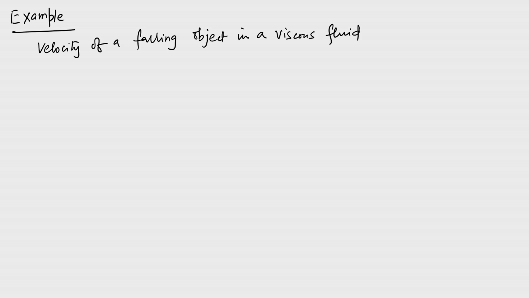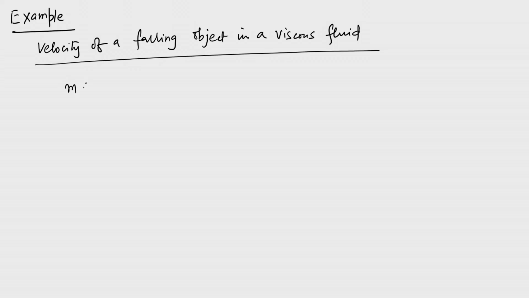Okay. So, the velocity of a falling object in a viscous fluid. This could be just a parachutist falling down, or maybe a ball falling down through paraffin or honey. So, it could be anything.